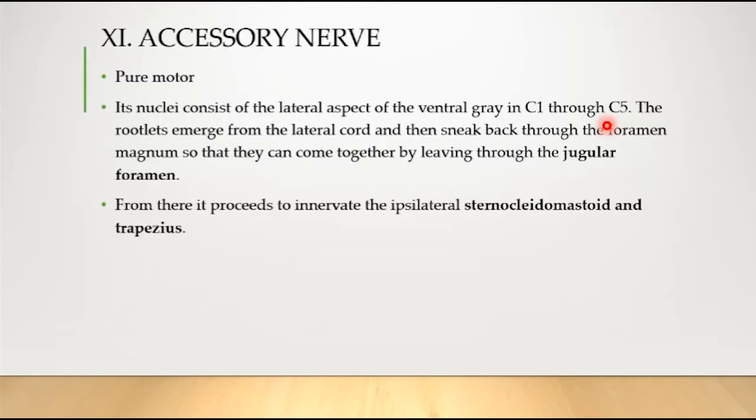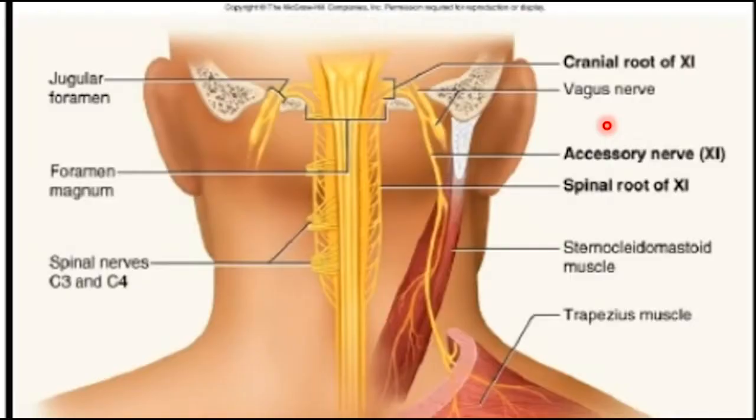And then the only differentiating clinical sign would be the spinal accessory: the shoulder shrug, so the trapezius and sternocleidomastoid function. So those you can do as a differential, but not the cranial.